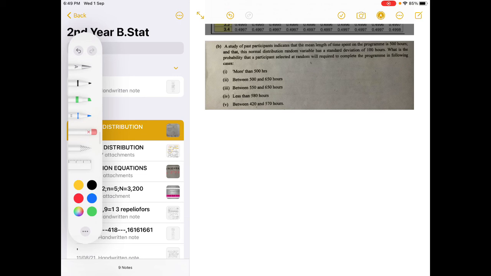Good morning, students. Today we are going to look at a normal distribution problem. This is a typical normal distribution problem, and after that we'll discuss the answer.